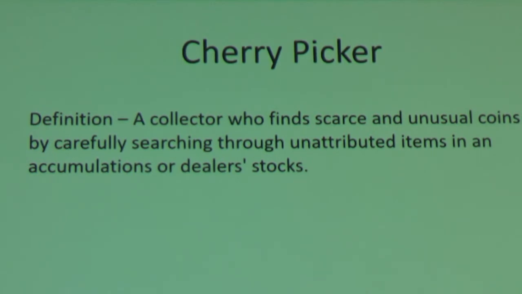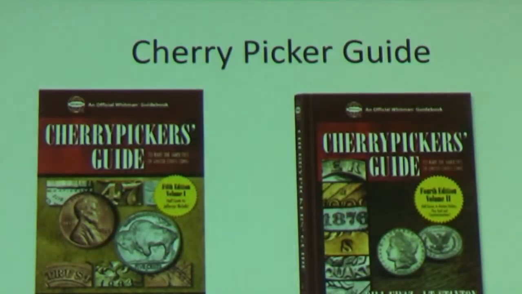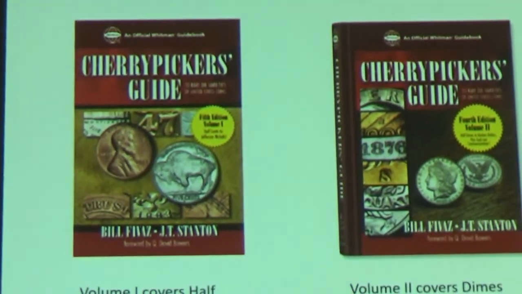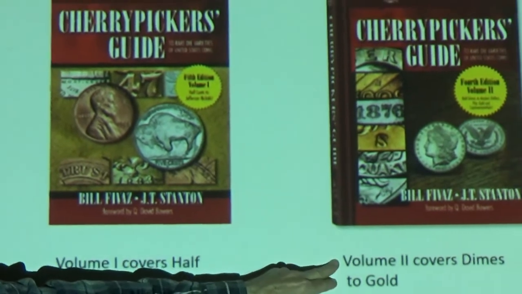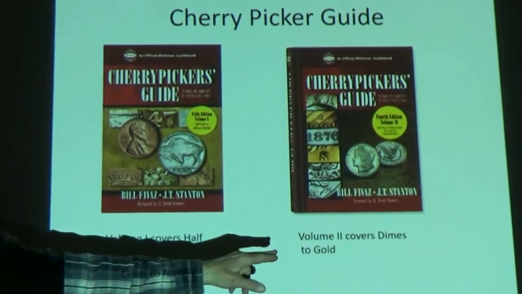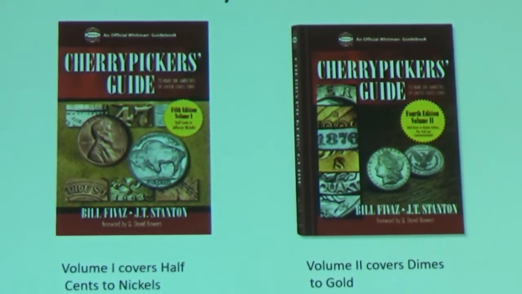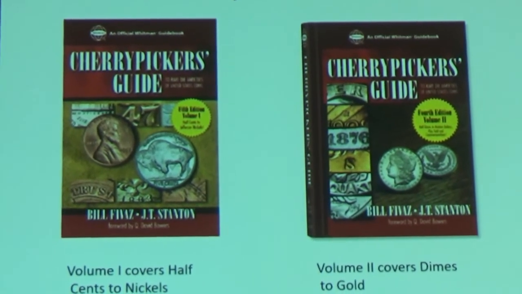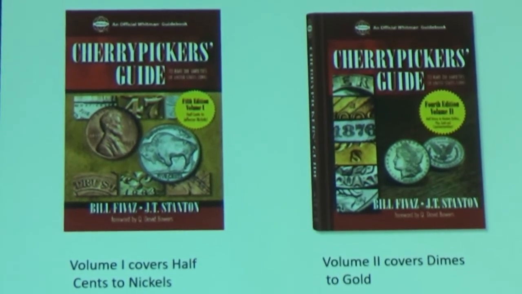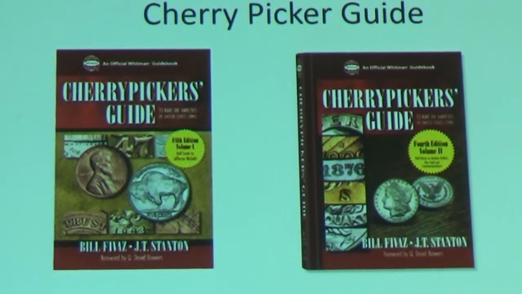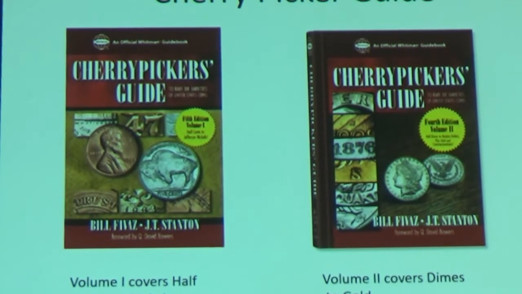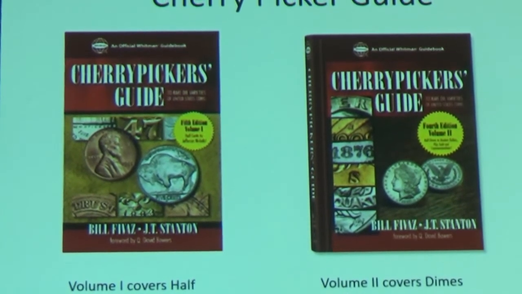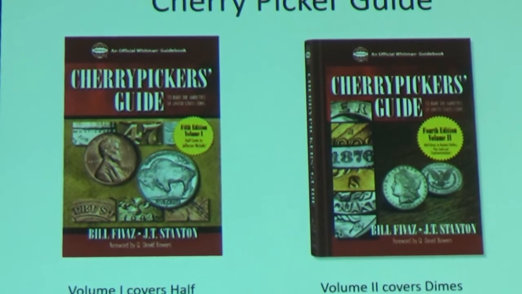One of the things that I found, if you go to the next slide, these are the most current ones. Volume 1 covers from half cents to nickels, and Volume 2 covers dimes to gold. These are excellent books. There are probably about 150, 200 pictures at least in each of these. And you can get into particular denominations of coins, but this is a really good start. And these are the most current ones, and they give you a value of what the coins are worth.